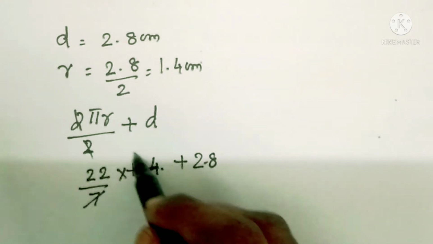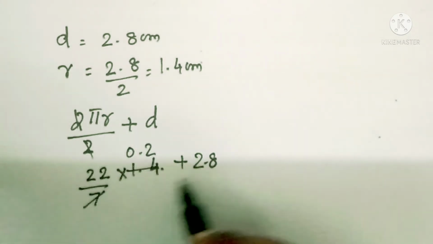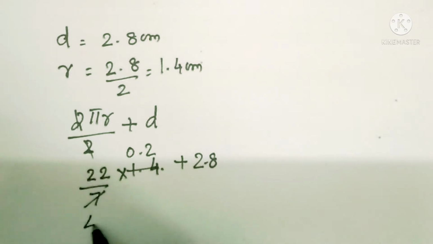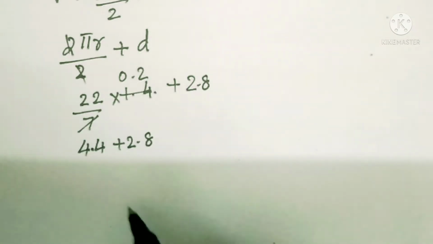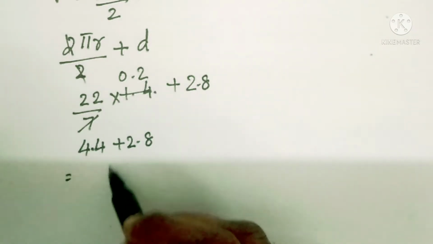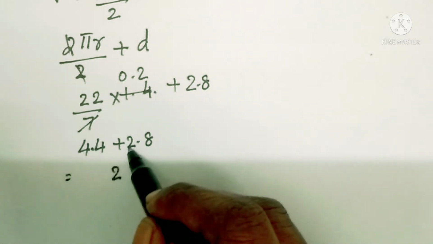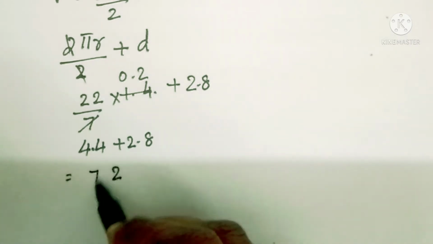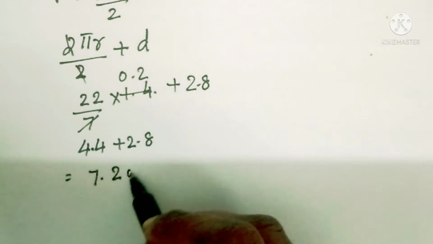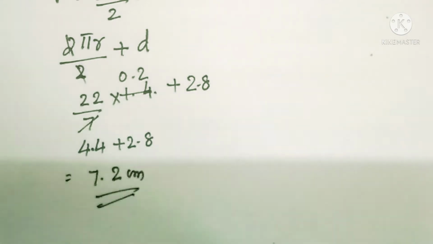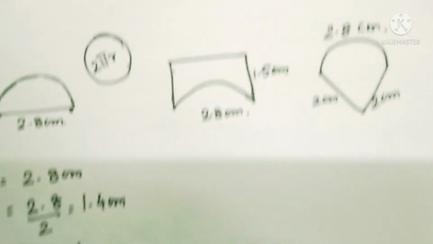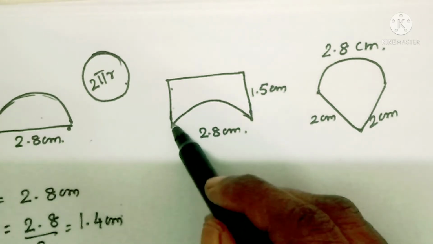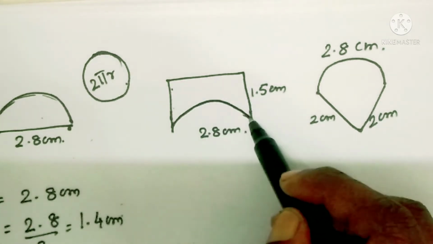So when you cancel 0.2, 2 twenty-twos are 44, plus 2.8. When you add them you get 7.2 centimeter.